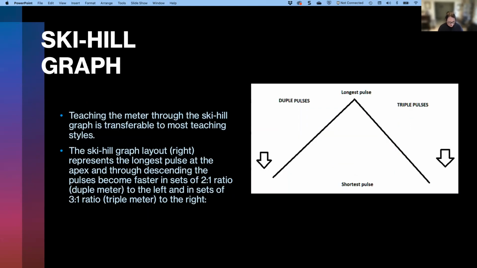Acknowledging all pulses and metric levels is an important skill to develop at an early age. Through the ski hill graph, students learn how to identify all the pulses and the meters and map them to the ski hill graph. Duple meters in ratios of 2:1 to the left, and triple meters in ratios of 3:1 to the right. The longer pulses are mapped from the apex and double or triple as each new metric level descends. In this way, students visualize their temporal experience of the pulses as sets and subsets as the meters, and they see and hear the many pulses and meters in a multi-pulse metronome.